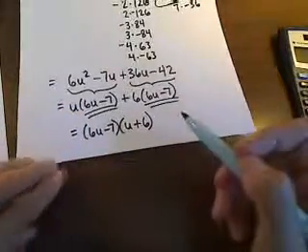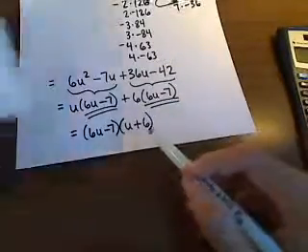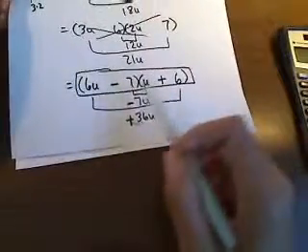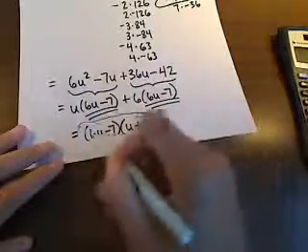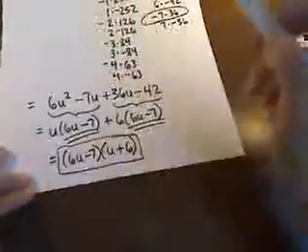Okay, so notice we got the same factorization that we got previously using the trial and error method, but we just had this longer process to go through. Okay, so that's it for this problem.